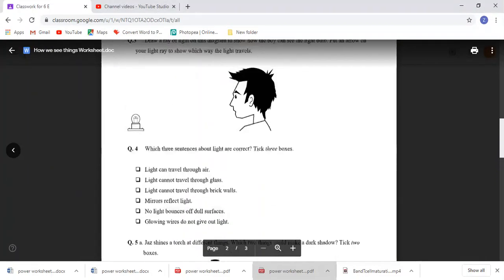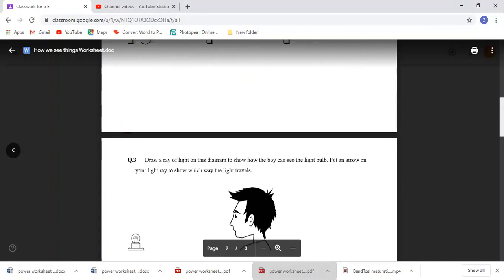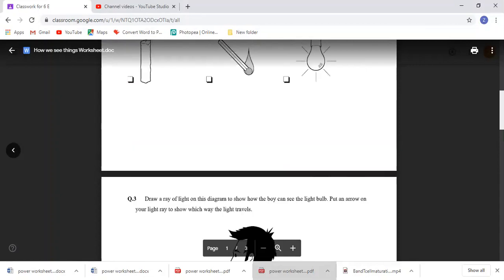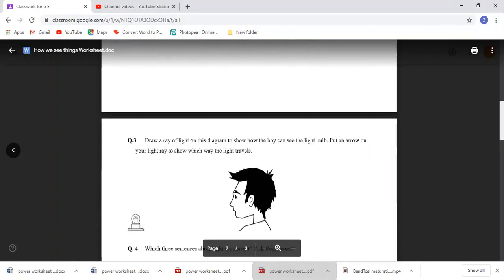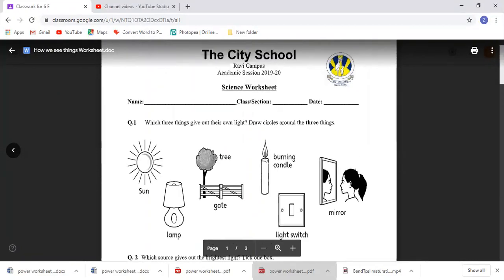And then over here, they wanted to test whether you know the properties of light or not. Over here, they wanted to test a concept: can you tell how you can view luminous objects? So the answer is that light travels in a straight line directly from the source of light to the eyes. Then over here, they wanted you to tell which one gives out the brightest light. Over here, they wanted you to differentiate between luminous and non-luminous objects. That's it.